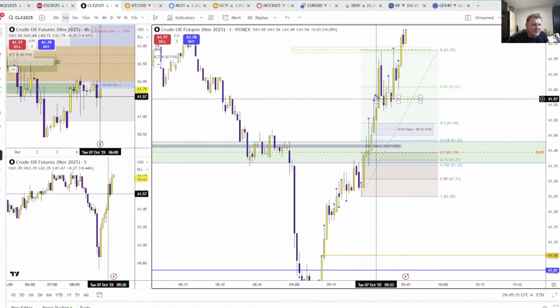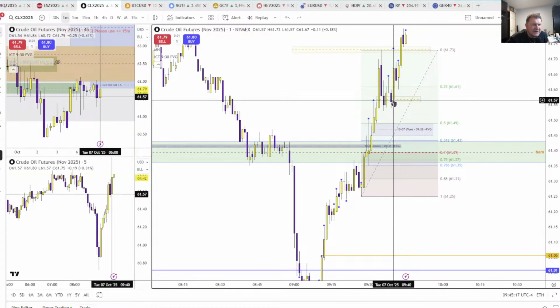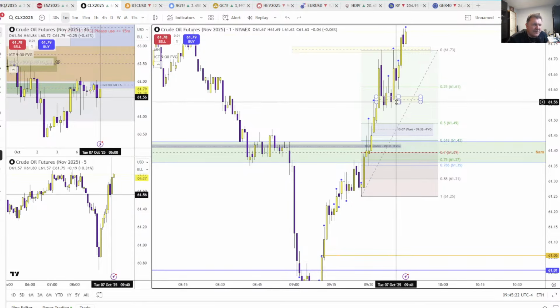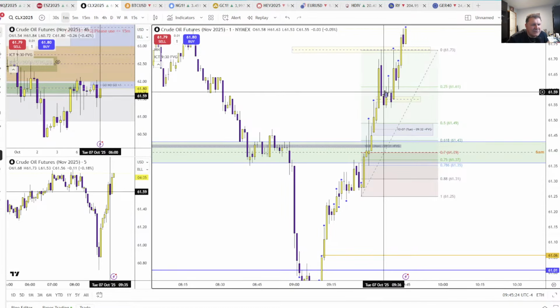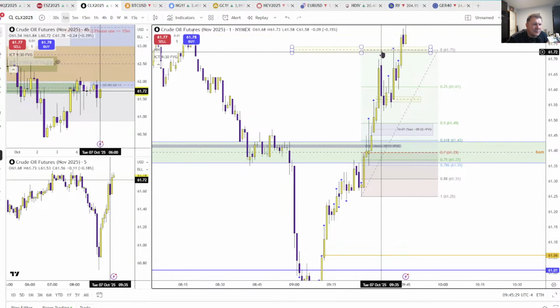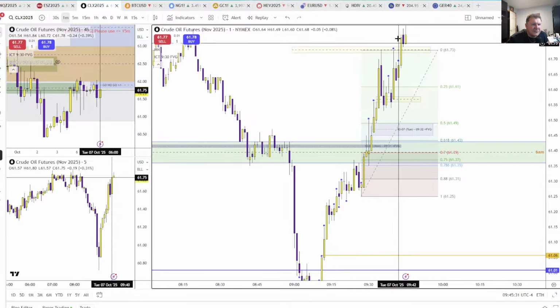Now, if you're really bold, you say, as soon as it comes back into this level, I'm going to take that for a long. But you see how it went low, then it went high. It could go low again and then high again, and you just keep chasing this BISI. So you got to wait for a structure break here. So there's your structure break.